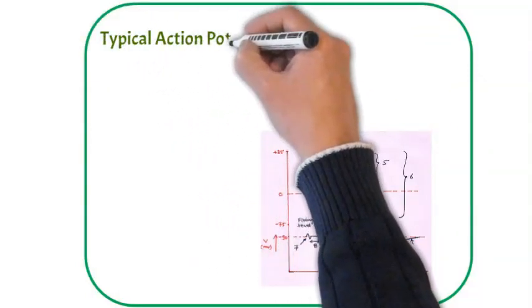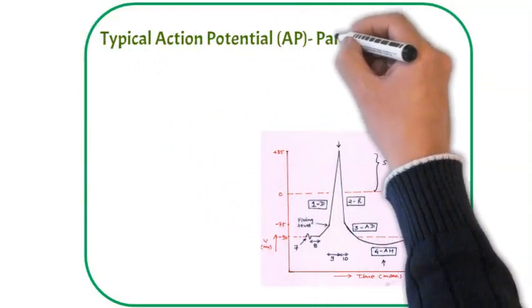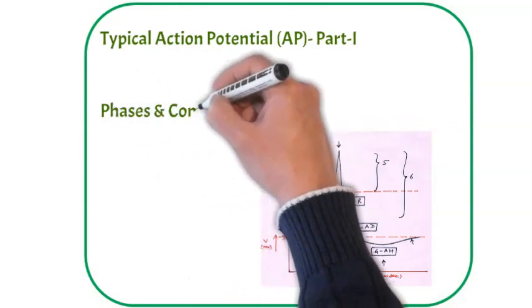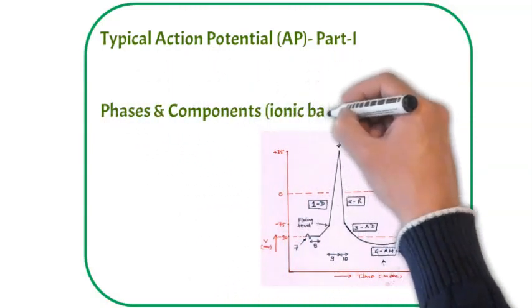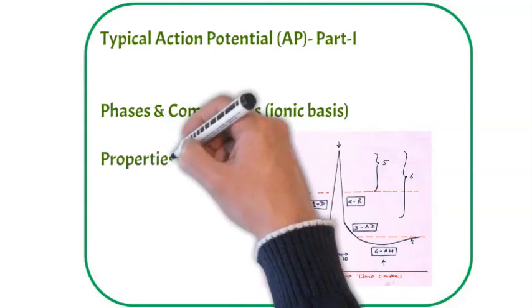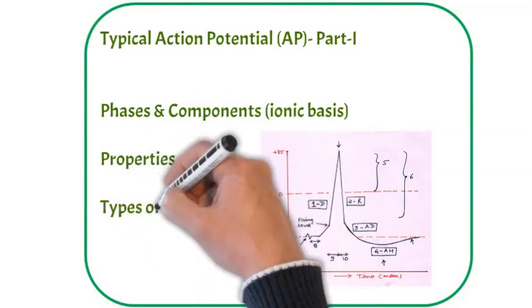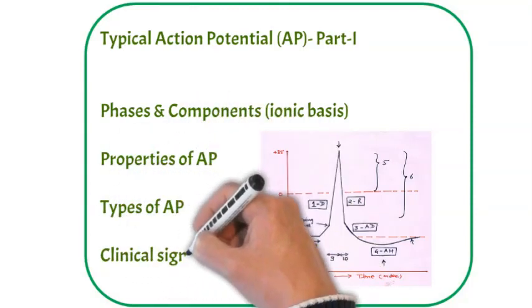Hello all, typical action potential. In this video, we are doing 10 components along with ionic basis of it. Initial components are also called phases of action potential, depolarization and repolarization. We are using this diagram.